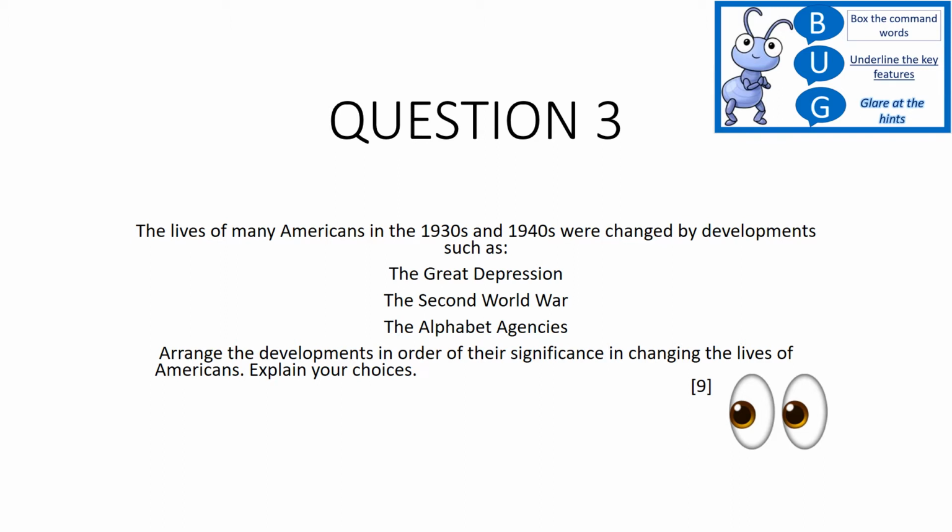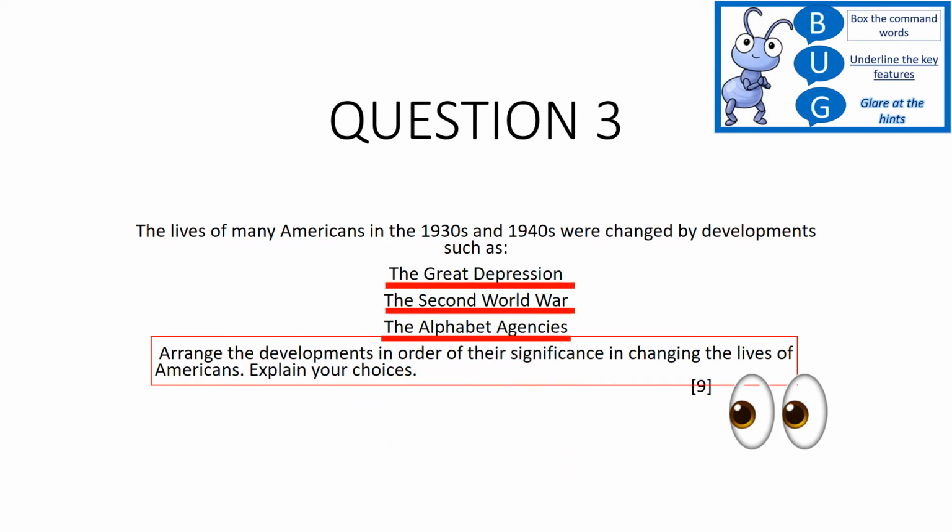So the first thing, as always, that we're going to do is apply our bug method. So we need to box the command word, or in this case, our command sentence. So arrange the developments in order of their significance. We're going to underline the key features, which is the Great Depression, the Second World War, and the alphabet agencies. And then we're going to glance at the hints, which in this case is just the number of marks.